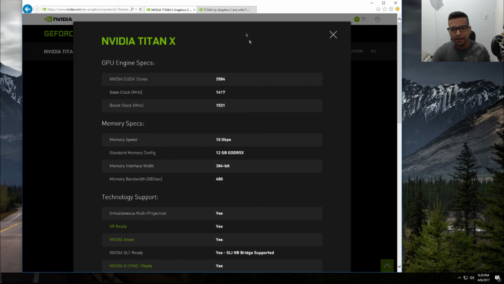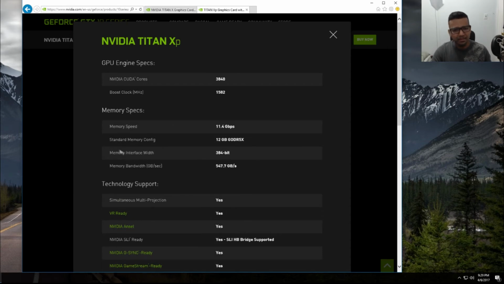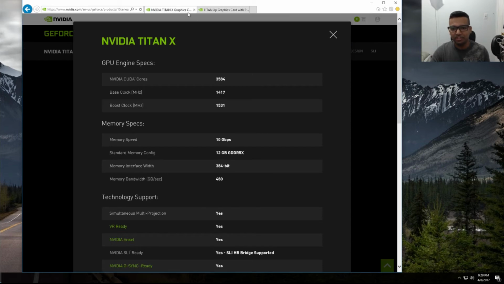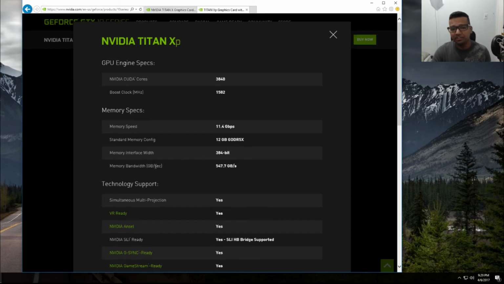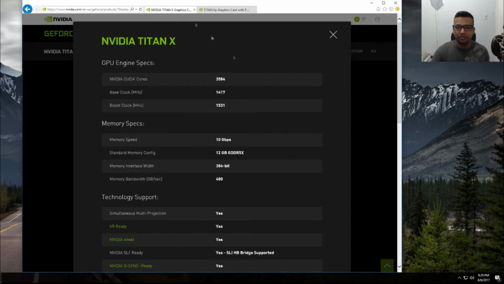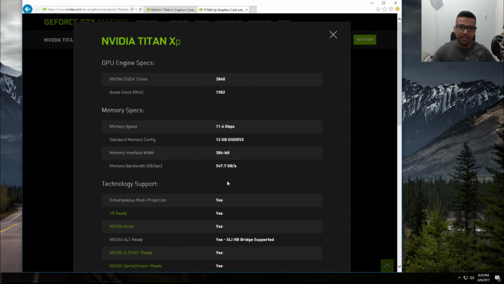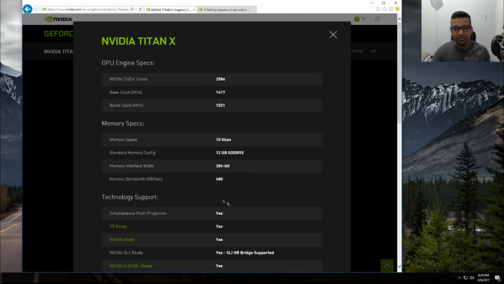And also, it's still 12 gig memory and still GDDR5X. So that didn't change, same memory interface, still the same 384 bit, as you guys can see on both of them. Now memory bandwidth is a difference between both of the cards, the Titan X Pascal and the Titan XP. Right now the new Titan XP comes with 547.7 gigabits per second memory bandwidth, versus the older Pascal Titan X, 480.